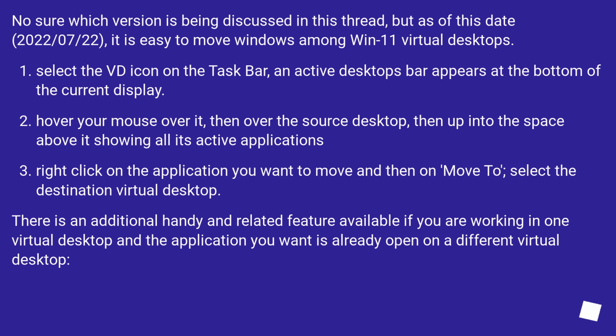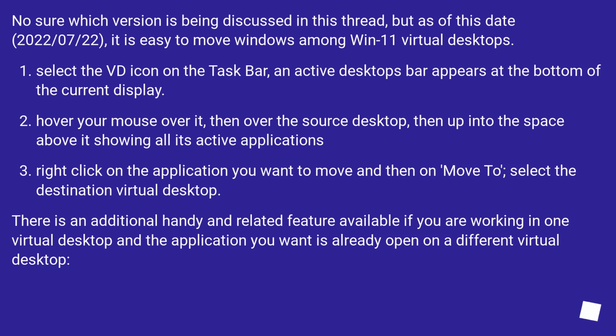Hover your mouse over it, then over the source desktop, then up into the space above it showing all its active applications. Right-click on the application you want to move and then on Move to, select the destination virtual desktop.